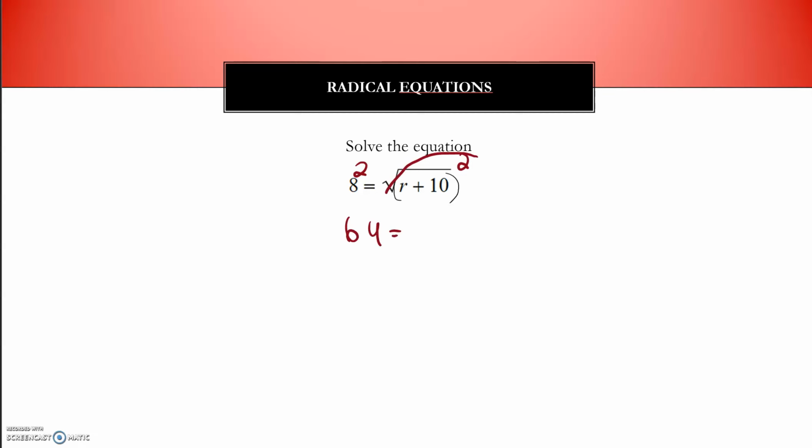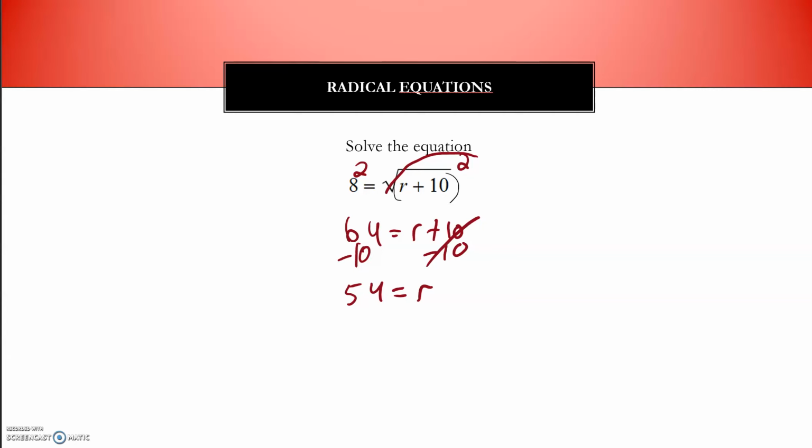I get 64 equals r plus 10. The r plus 10 doesn't change. So what I always say in class is that the radical kind of catches the second power before it gets to the numbers underneath. So that does not change, but the 8 does become a 64. And then after that, you just go ahead and do what you always do with equations. Do your inverse operations, subtract 10 on each side, you get 54 is equal to r.